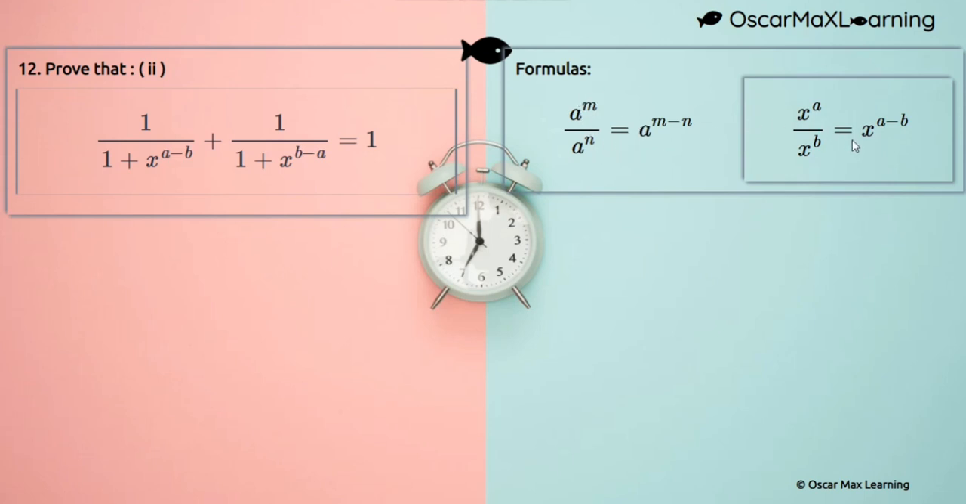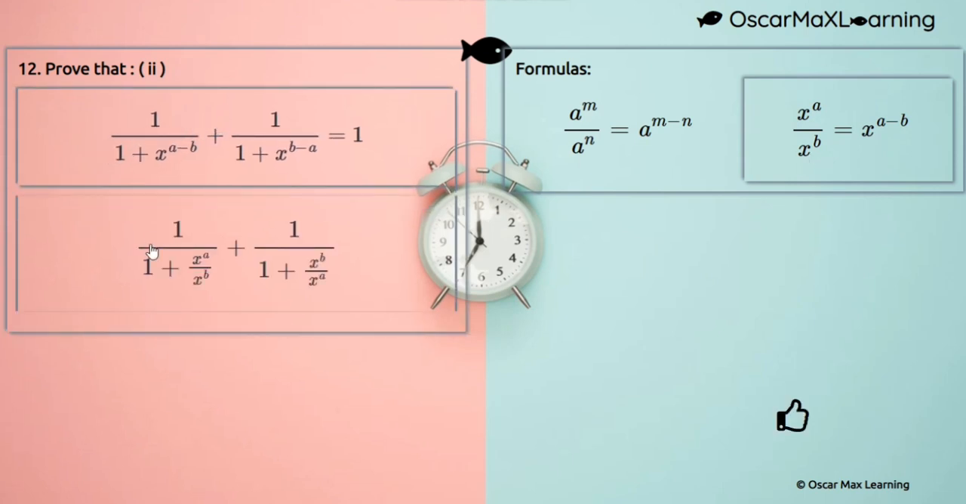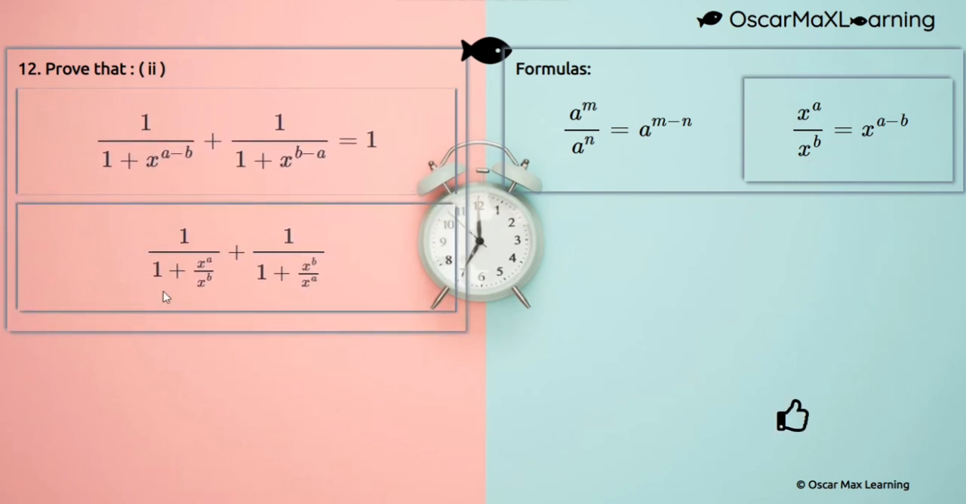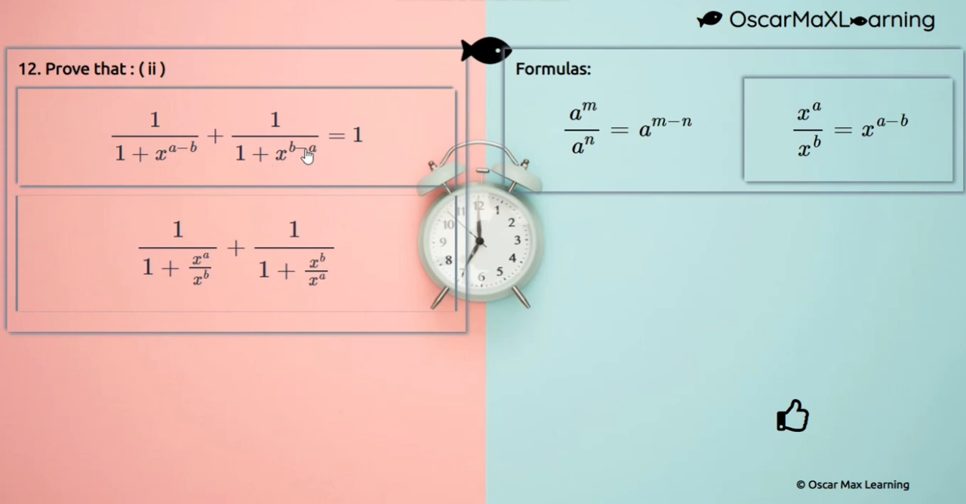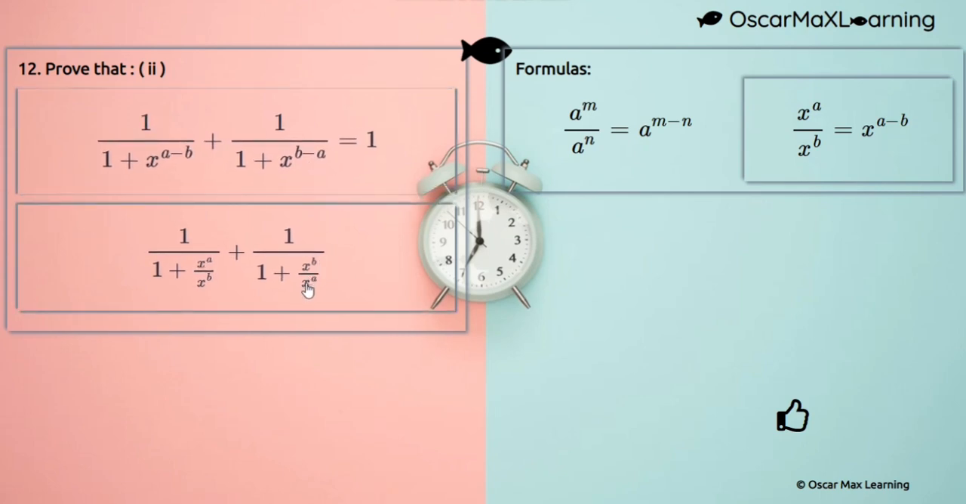Example, I have shown here x to the power a minus b they are given. I am going to write it as x to the power a divided by x to the power b. So this is the equation I get, 1 by 1 plus x to the power a divided by x to the power b plus 1 by 1 plus same x to the power b minus a. I'm going to write x to the power b by x to the power a.